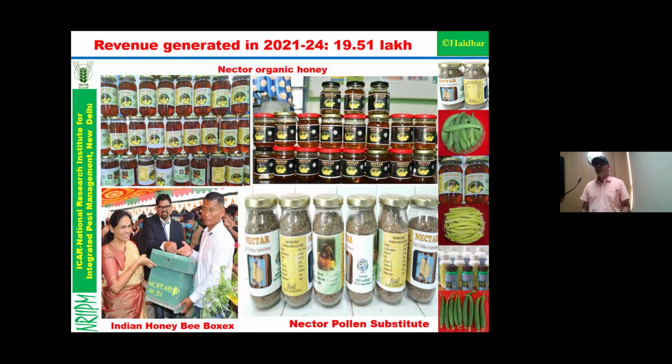And related to revenue generation, I completed 4 years in CAU, so I generated 19.51 lakh from honey as well as boxes as well as pollen substitutes, sir. And when you are going for IPM training and all, we can give training for producing honey, beehives and other things. We can bring the people from tribals, SC, ST and others.